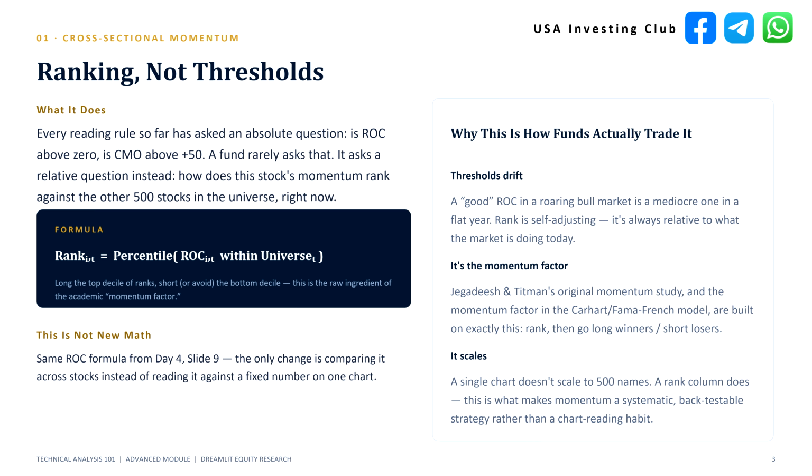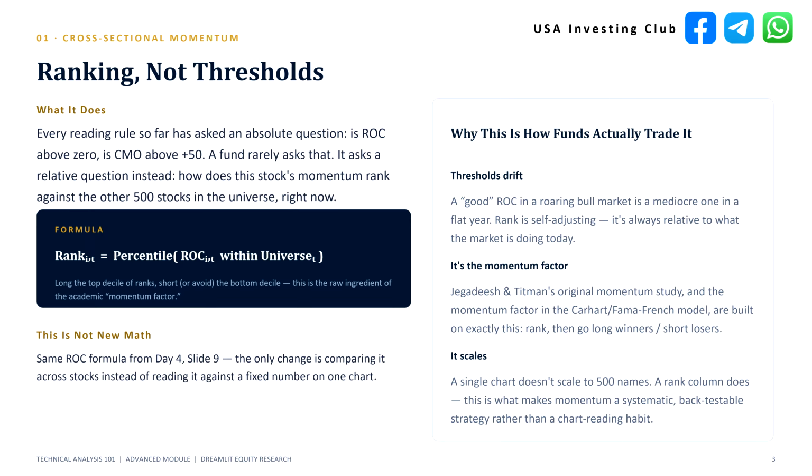Here's the formula. The rank of stock i at time t equals the percentile of that stock's ROC within the universe at time t. The practical rule that falls out of it: go long the top decile of ranks, short, or simply avoid the bottom decile. This is the raw ingredient of what the academic literature calls the momentum factor.